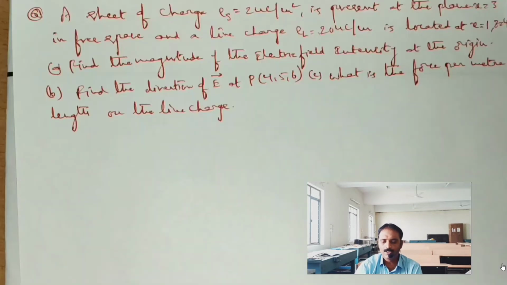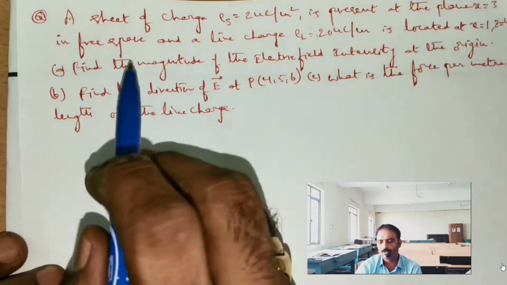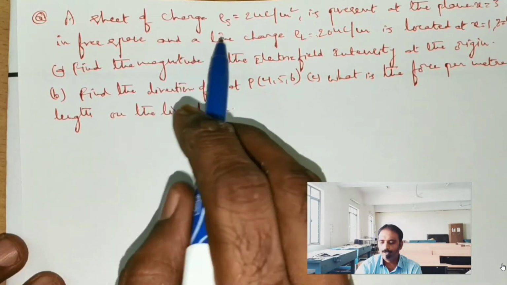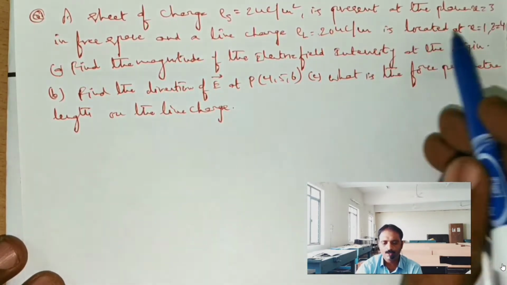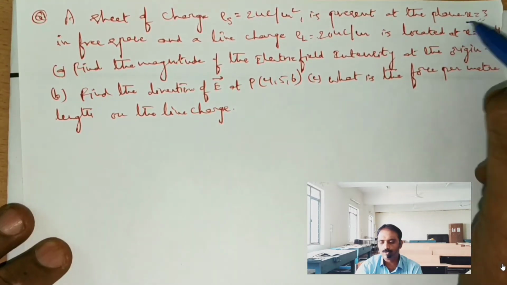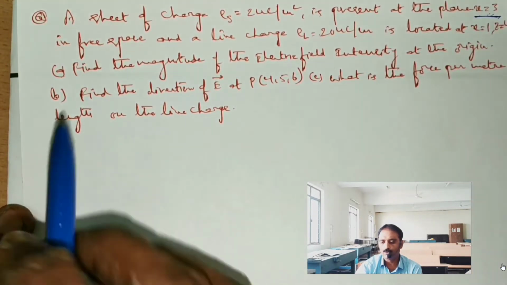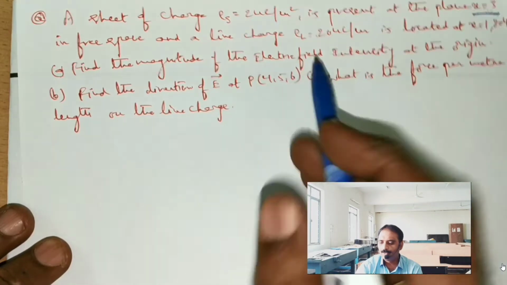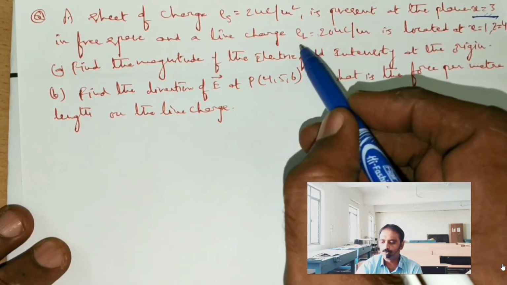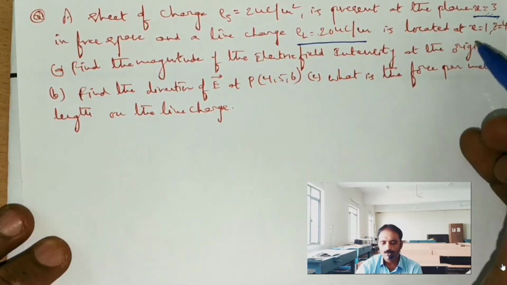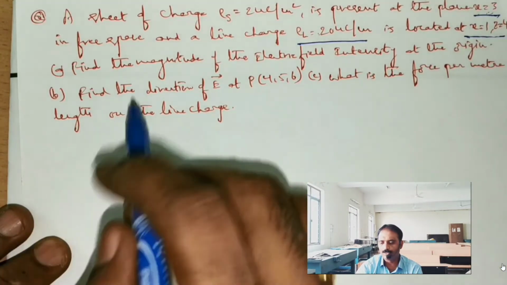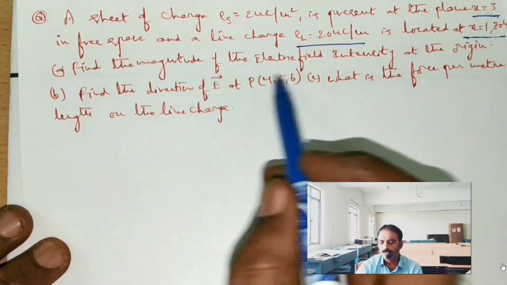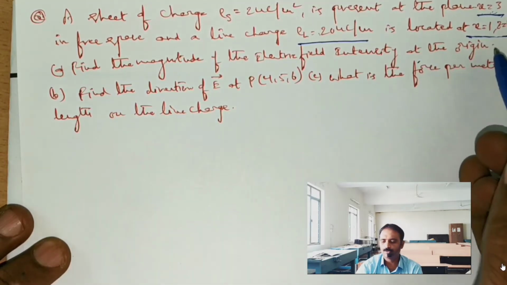we are given a sheet of charge of rho s equal to 2 nanocoulombs per square meter at the plane x equal to 3 in free space, and a line charge of rho l equal to 20 nanocoulombs per meter located at x equal to 1 and z equal to 4, and we are asked to find the magnitude of electric field intensity at the origin. Origin means 0, 0 and 0.